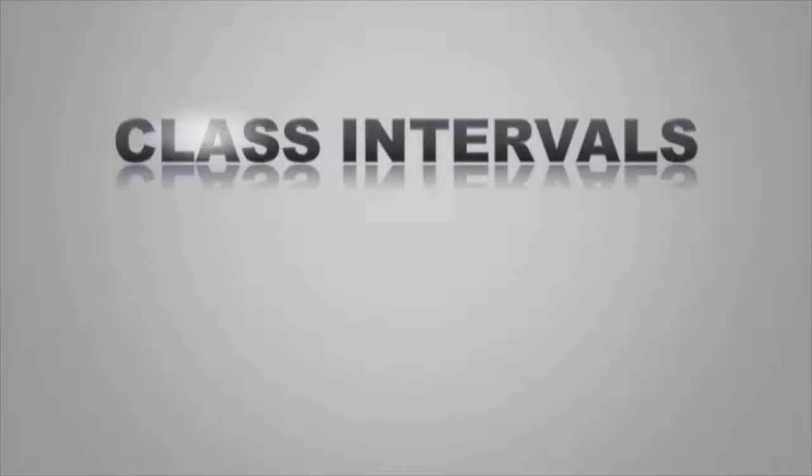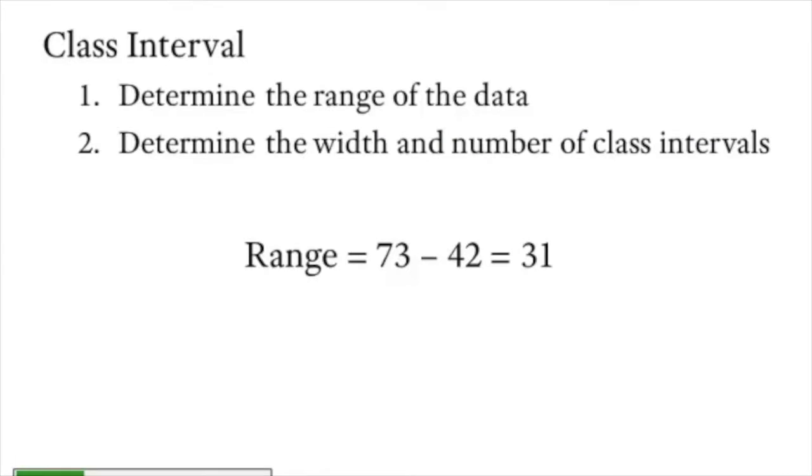The first thing we'll work on is how to calculate class intervals. Remember that the definition of a class interval is a set of values that are combined into a single group for our frequency table. To calculate a class interval, we have to know the range of the data, the desired width for our class intervals, and the number of class intervals. So to start, we first calculate the range of the data. To do that, we just subtract our lowest number from our highest number. In this case, we have 73 minus 42, which equals 31. So the range of our data is 31.